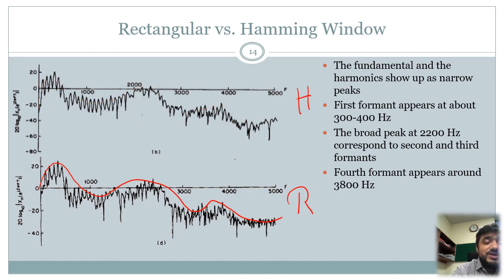The second thing you can see in these graphs, in these spectra, is that you can see the fundamental frequency of the glottis here. So this is your fundamental frequency, and this is the second harmonic, and this is the third harmonic, and so on and so forth.